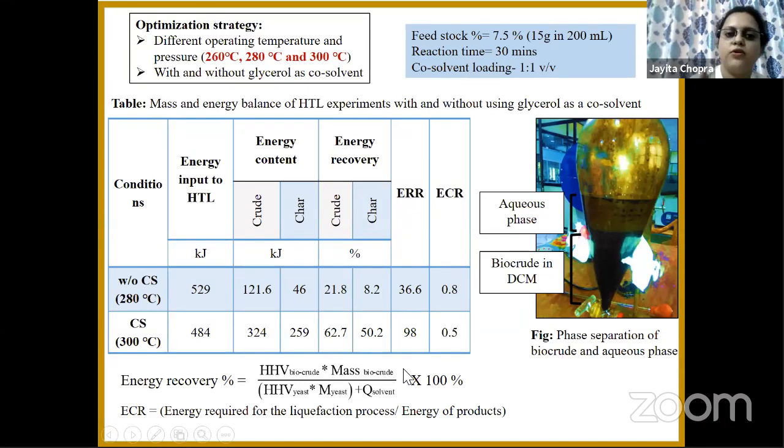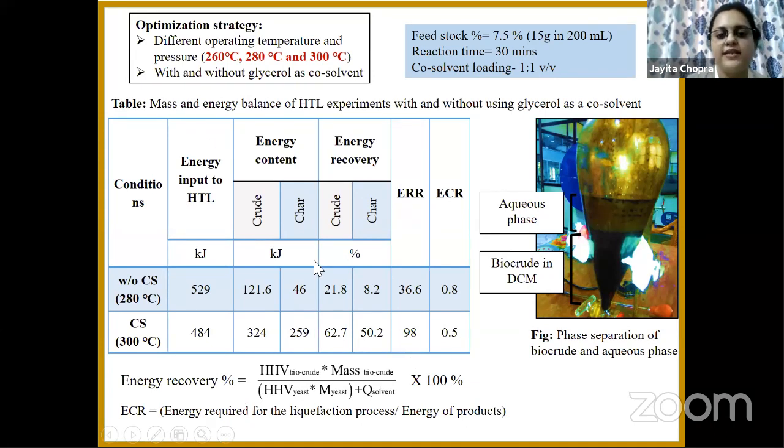Since it is an energy intensive process, energy balance must be performed to see whether we have a positive energy output, because the input energy that we are using comes from fossil fuel. So whether the process has a positive energy output must be calculated before we proceed further.